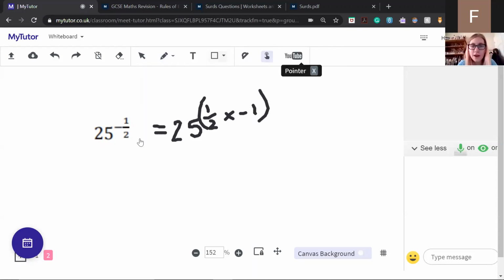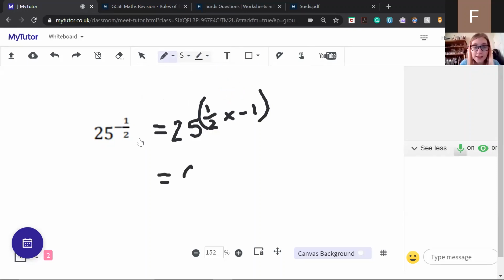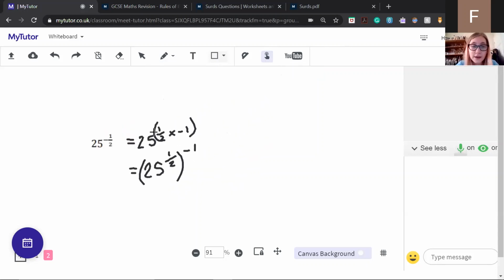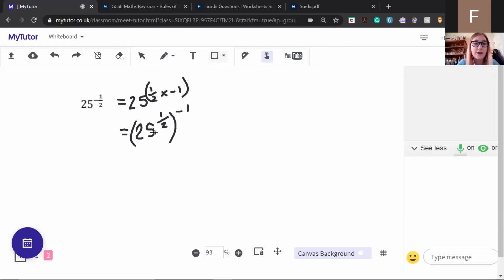So do you remember when things were to the power and then to the power, they got multiplied? If we reverse that, we know that this is the same as 25 to the half, to the minus 1. Because if we work backwards, we know that to the power just multiplies these. And now we can work out this inside the brackets and then do it to a power. And I'll show you both ways, because you could write this another way as well.